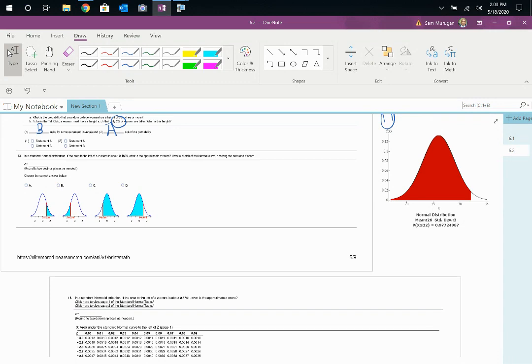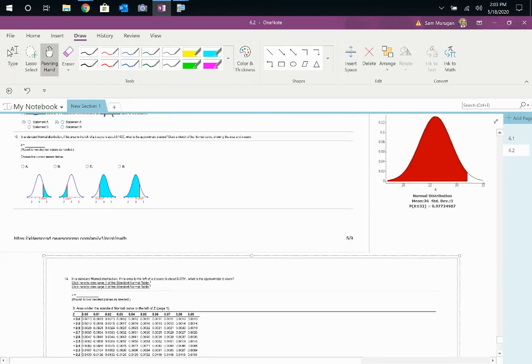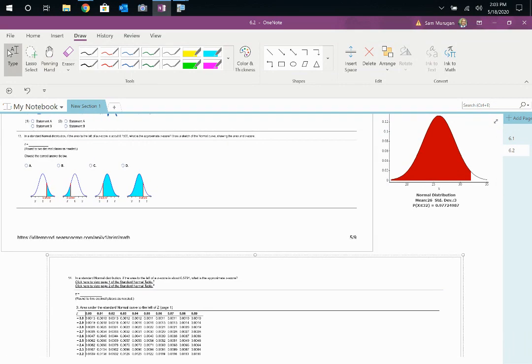13, in a standard distribution model, if the area to the left of the z-score is 0.15, what is the approximate z-score? Draw a sketch of the answer to the left. If we think about this, to the left would be a graph right here, to the left of 0, which is negative. Oh, I'm sorry, slightly less than 0, which is 0.15.